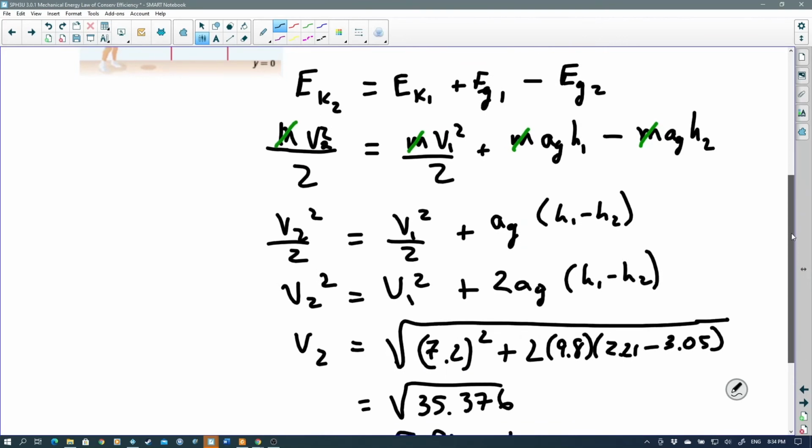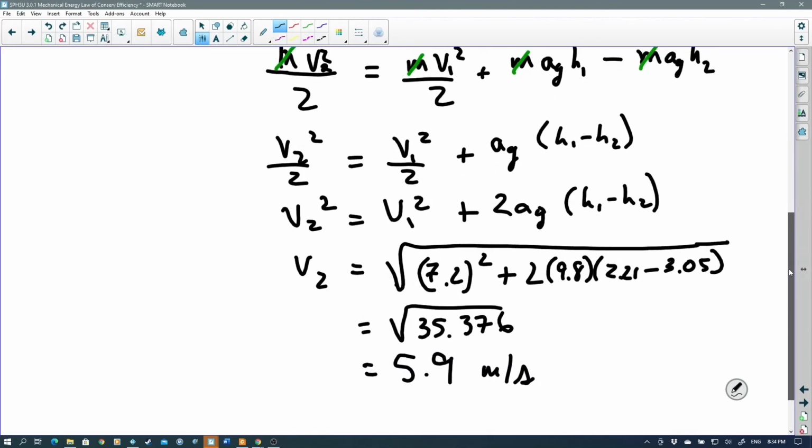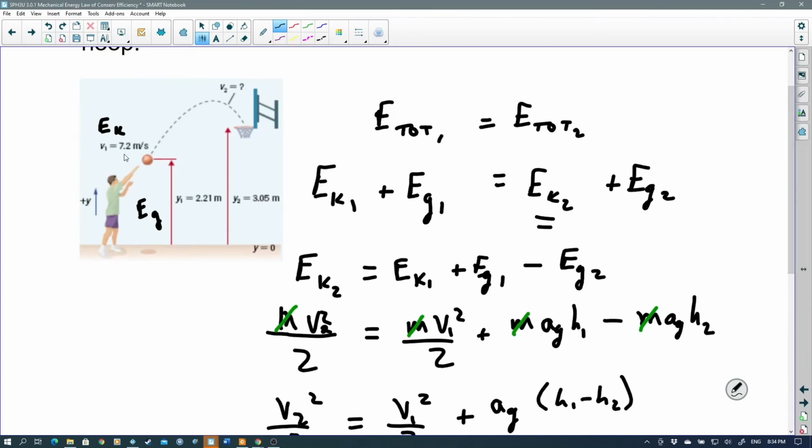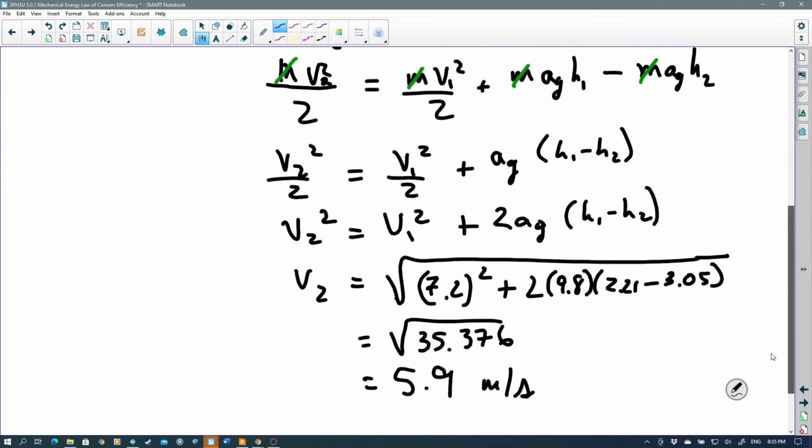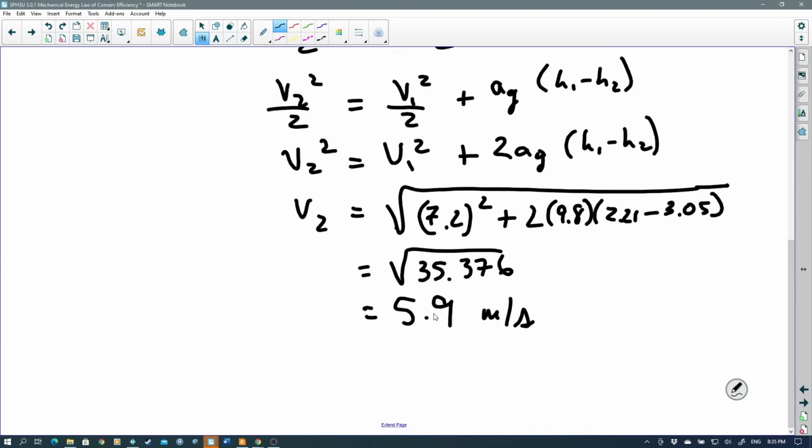Let's see if that makes physical sense. Does it make sense that the second speed as it's going through the hoop would be less because the initial speed was 7.2? It should, because you're slowing down, slowing down, and then you start to speed up, but you're not reaching the same height you were at. So you're going to have a slightly lower speed here, which does make physics sense.